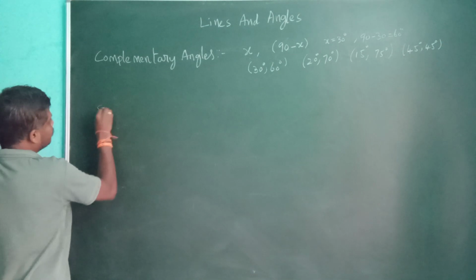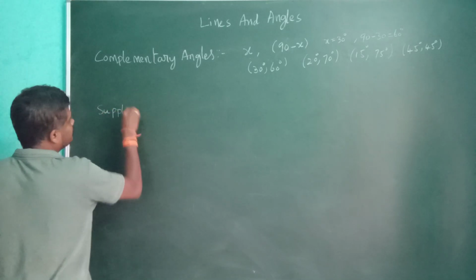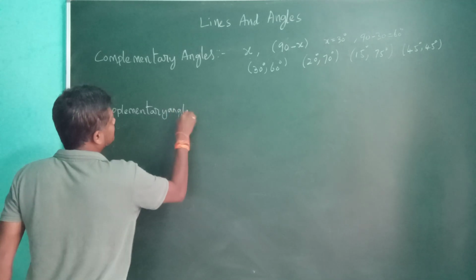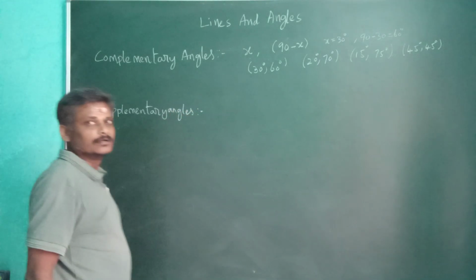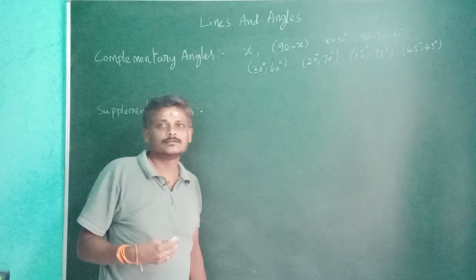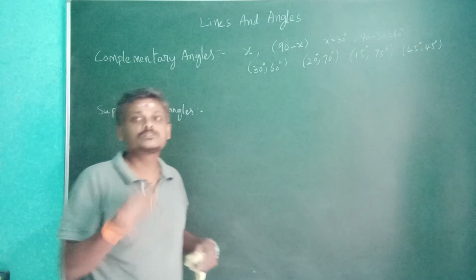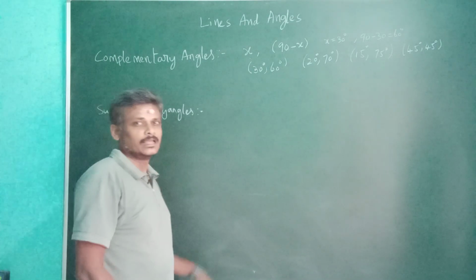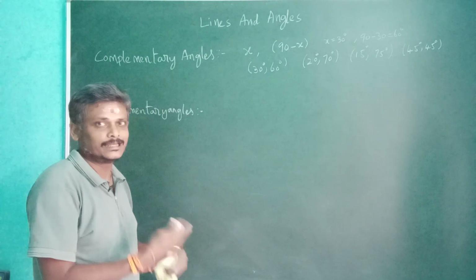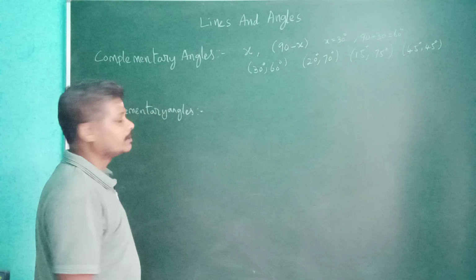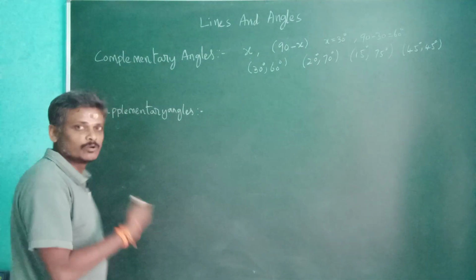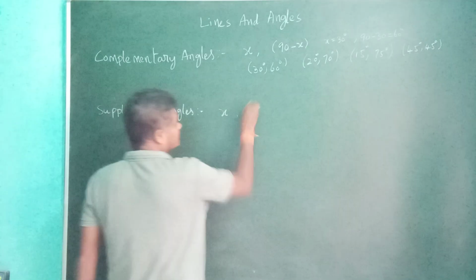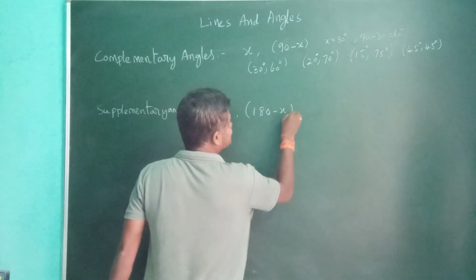And another pair of angles is supplementary angles. A pair of angles whose sum is equal to 180 degree are called supplementary angles. If sum of two angles is equal to 180 degree, that pair is called supplementary angles. Let us take one example. If x is one angle, its supplementary angle is given by 180 minus x.